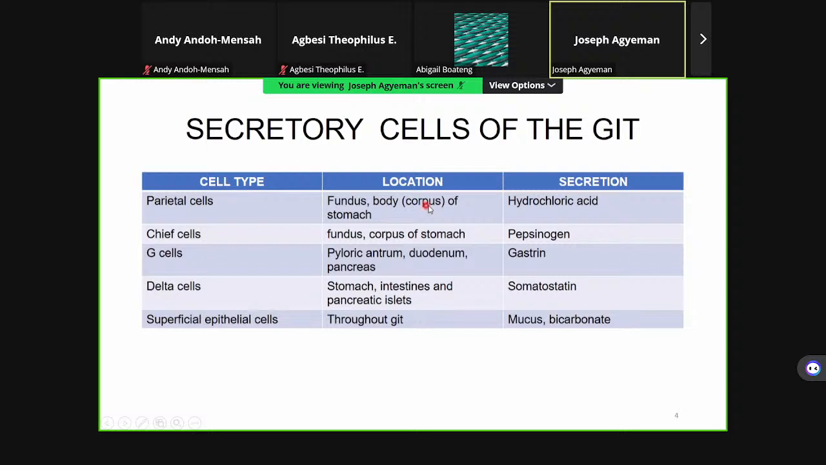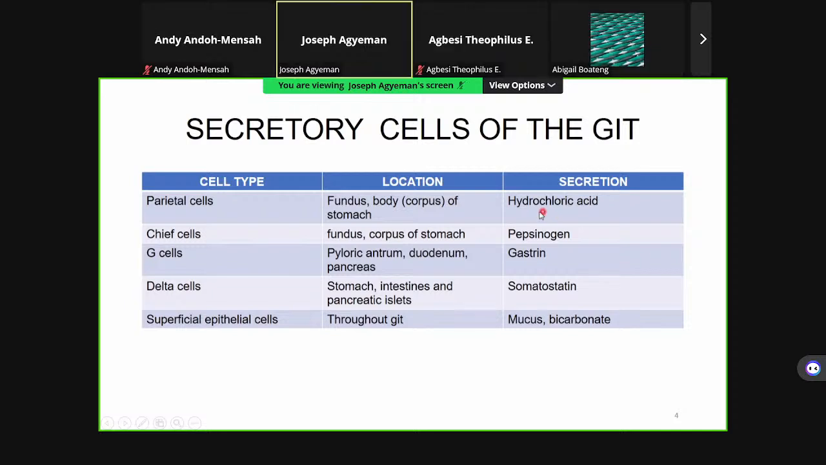In connection to PUD, what do parietal cells secrete that we should be concerned with when it comes to PUD? Hydrochloric acid. So in terms of PUD, parietal cells that are found within either the fundus or the body of the stomach will secrete hydrochloric acid. Very soon we are going to look at the input of HCl when it comes to peptic ulcer. Then you find chief cells. Chief cells are also located within same areas where you have parietal cells. That is the body of the stomach and the fundus.